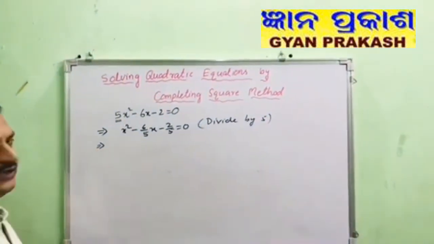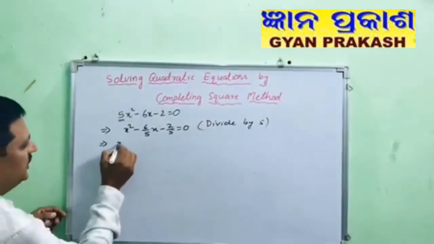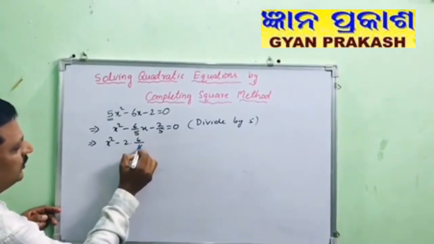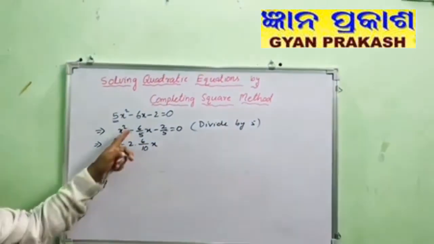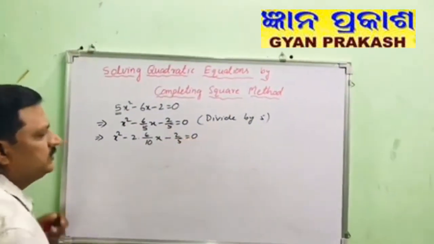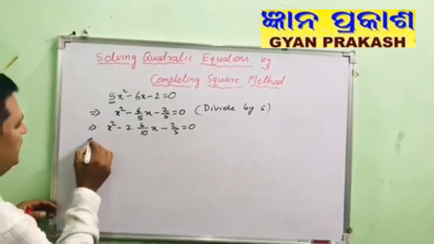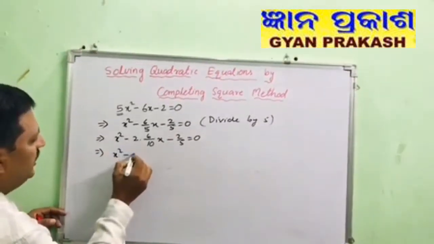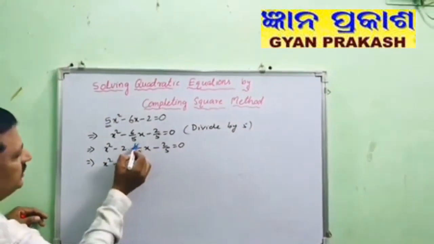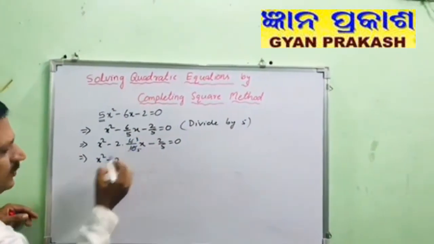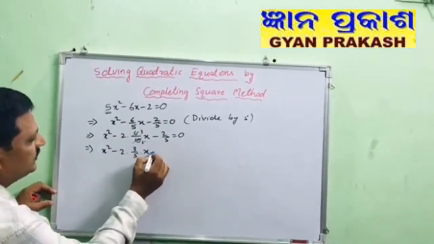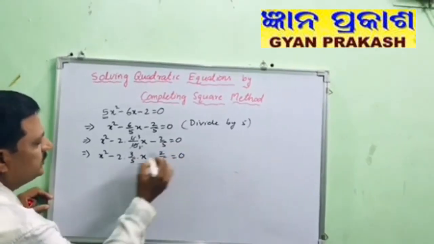Now in the next step, what shall we do? x square minus, multiply 2 and divide 2, minus 2 by 5 equal to 0. This implies x square minus 2 into this part, which becomes what? 3 by 5. So this is equal to x square minus 2 into 3 by 5 into x minus 2 by 5 equal to 0.